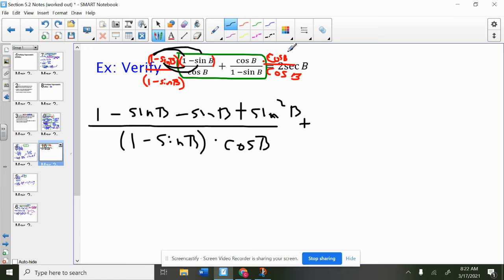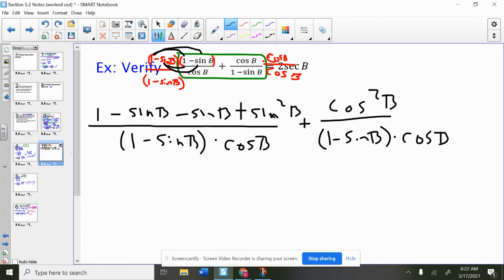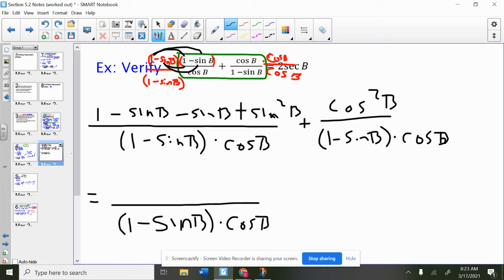So this one, cosine times cosine, that's cosine squared. And then like I just said on the bottom, I'm going to leave it as 1 minus sine and then times cosine. So I'm going to leave that alone for right now. Now, notice that I do have a common denominator. So when I have this common denominator, I'm only going to write it once. So it's just going to be 1 minus sine of b, that binomial, times cosine. So again, leave that one alone for the time being.